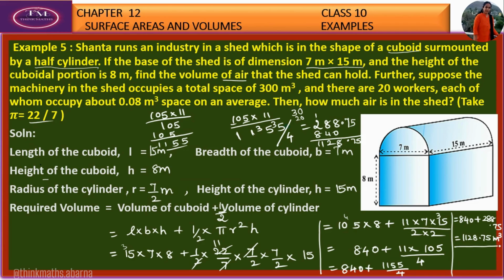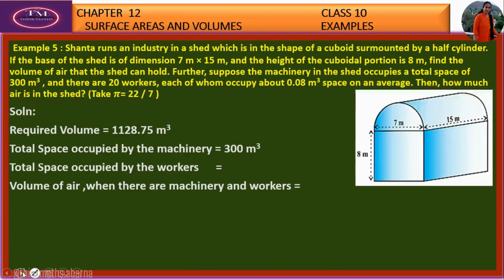So, this is the volume of air present in the shed. So, required volume means volume of air present in the shed. Now, we have to find out the space occupied by the machinery as well as the workers. So let us do that in the next page.